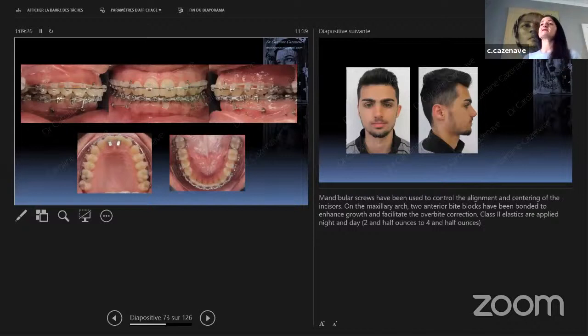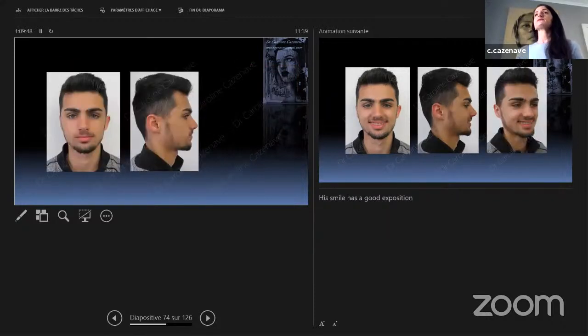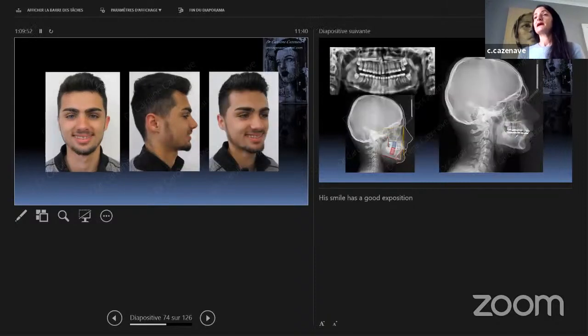The mandibular screws have been used to control the alignment and centering of the incisors. On the maxillary arch, 2 anterior bite blocks have been bonded to enhance growth and facilitate the overbite correction. Class 2 elastics are applied night and day, 2.5 ounces to 4.5 ounces. And now the smile has a good exposition.